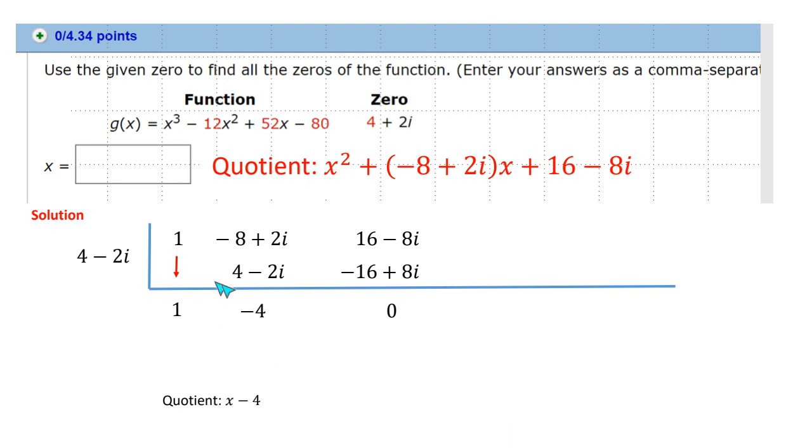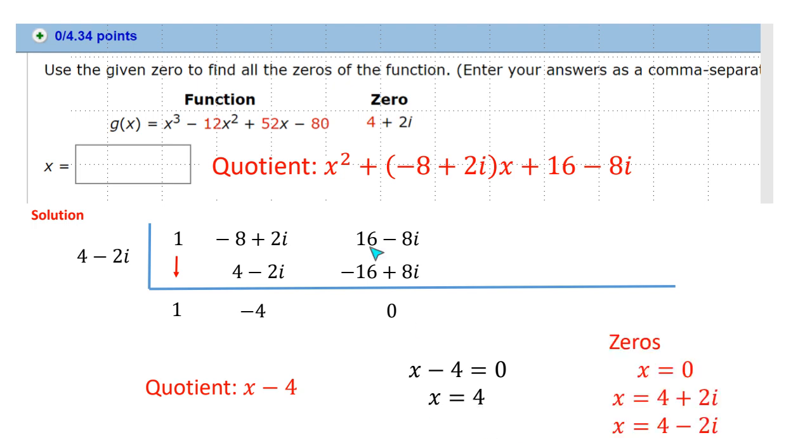And so now our quotient, since we had x squared, we're going to start with 1 power less, which would be x. The coefficient for x is 1. My constant is negative 4. Set the quotient equal to 0 and solve for x. So x is equal to 4.